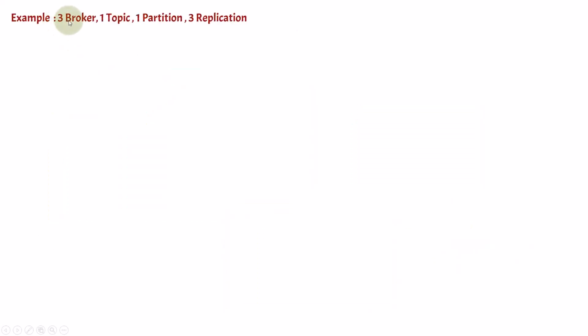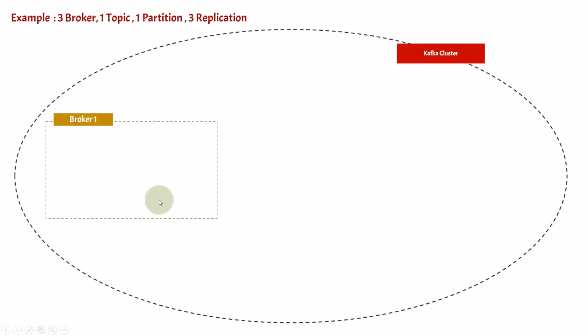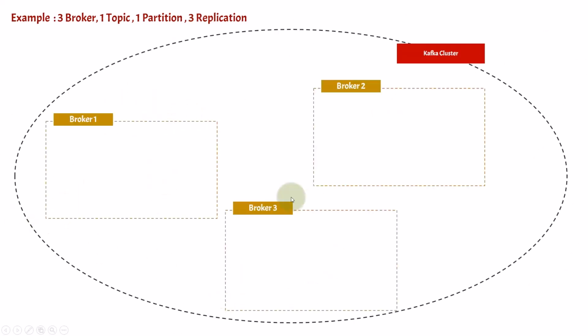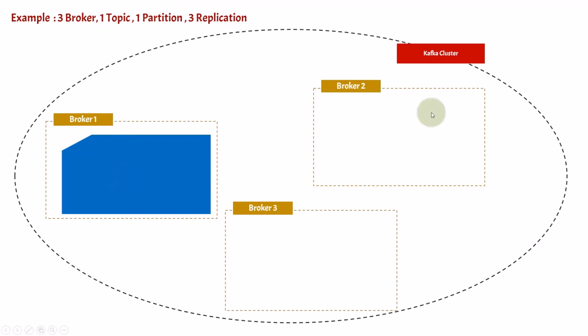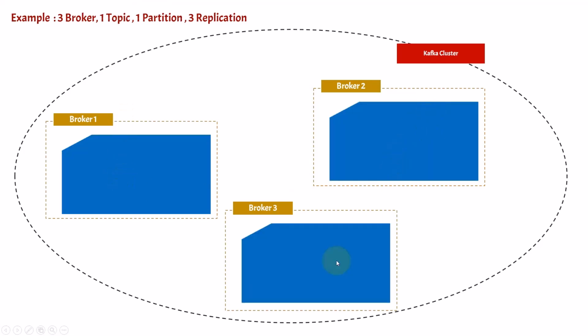The third example says there are three brokers, as in the previous example, one topic, one partition, but the replication factor is 3. Since we have this Kafka cluster, which has broker 1, broker 2 and broker 3, and there's a single topic, the topic will be present here also, and here also. The partition has 3 replications. So you can guess that one of the partitions will act as the leader and the other 2 will act as followers. Let's say this is the first partition, that is partition 0, and it is the leader partition.